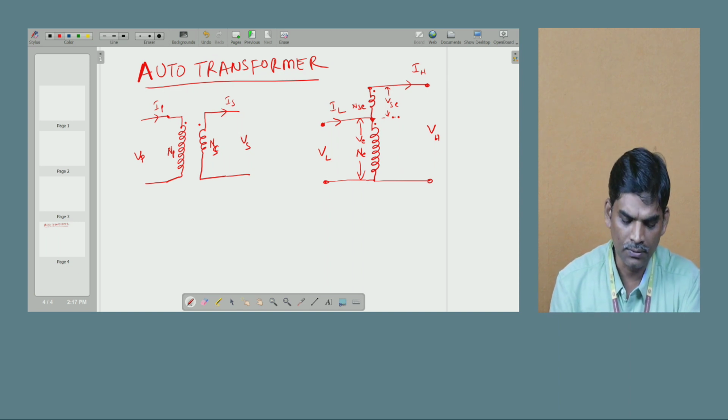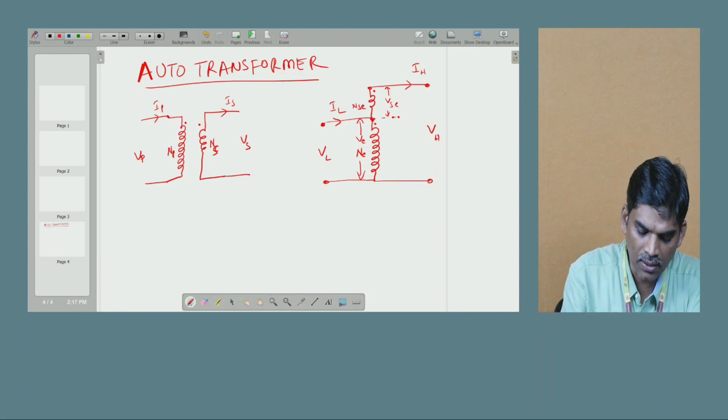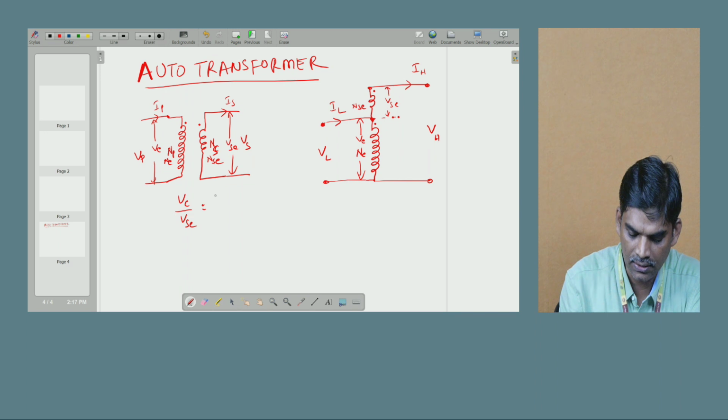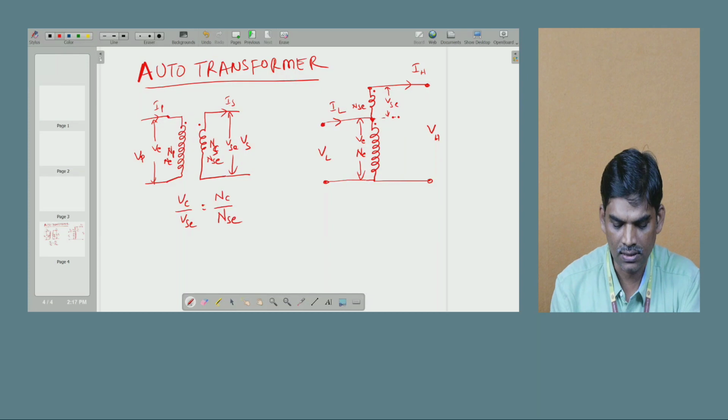The primary terms we are using are the common terminals NC and this is NSC. Across this voltage is called VC, and this is called VSC. Now VC by VSC, as in the two winding transformer, is generally the ratio of their number of turns, NC by NSC. Yes, this is the way of connections.